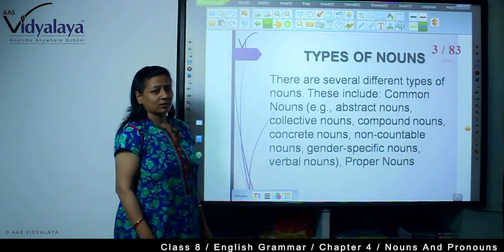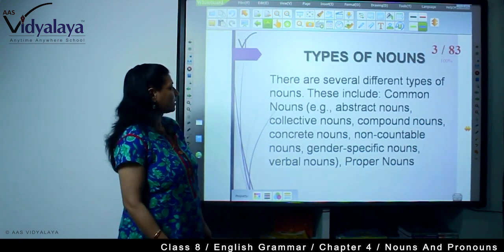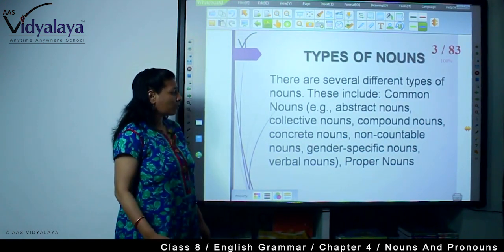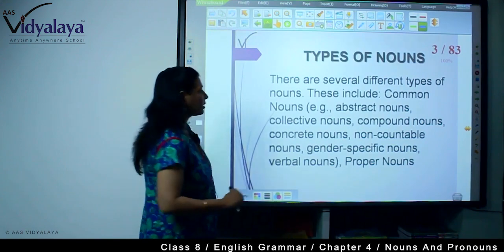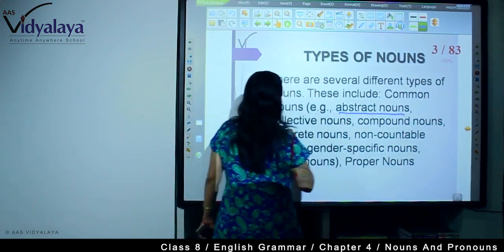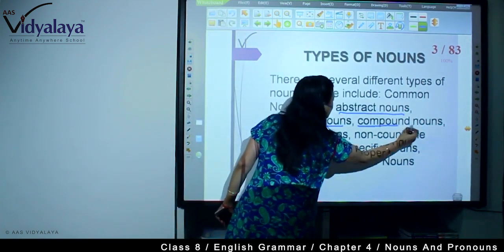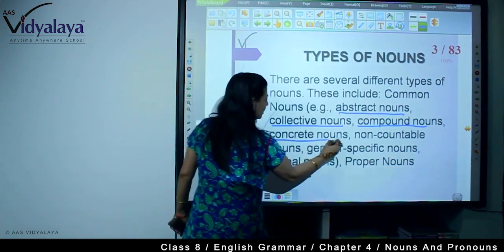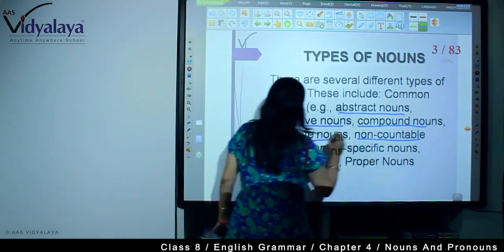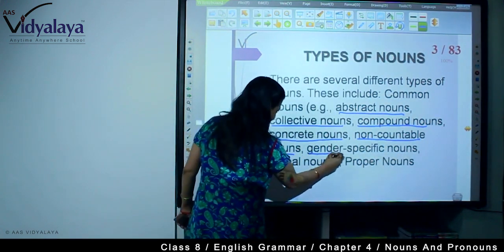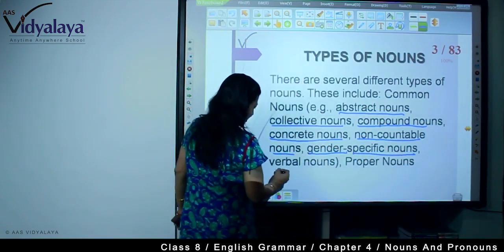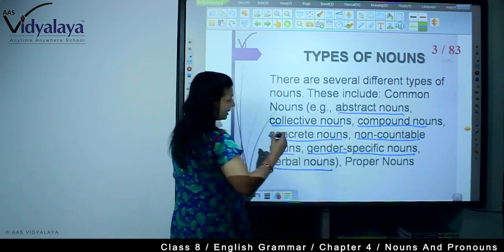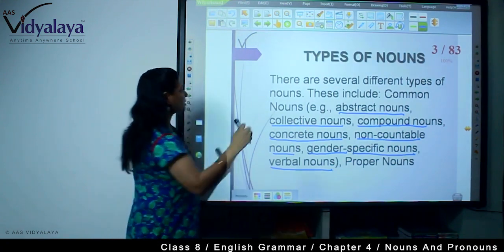Types of nouns. There are several different types of nouns. These include common nouns. Under the common nouns, we have abstract nouns, collective nouns, compound nouns, concrete nouns, non-countable nouns, gender-specific nouns, verbal nouns, and then proper nouns.